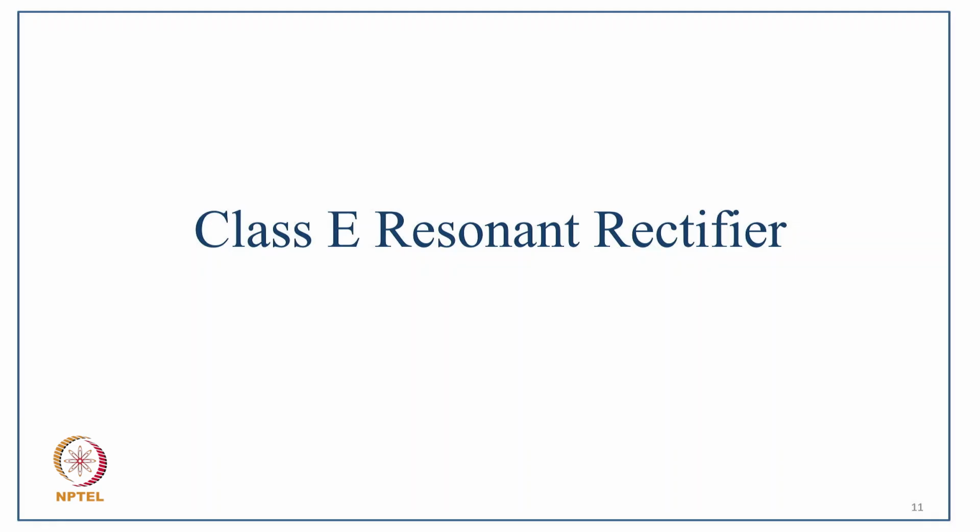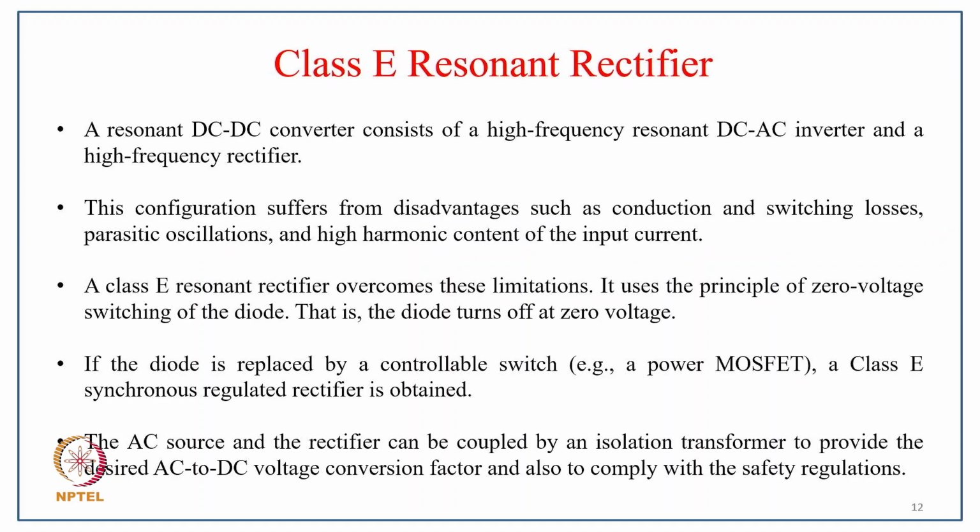A class E resonant rectifier can be used as a rectifier. This class C resonant converter, a resonant DC-DC converter, consists of a high frequency resonant DC to AC inverter and a high frequency rectifier. This configuration suffers from disadvantages such as conduction and switching loss, parasitic oscillations, and high harmonic content of the input current.